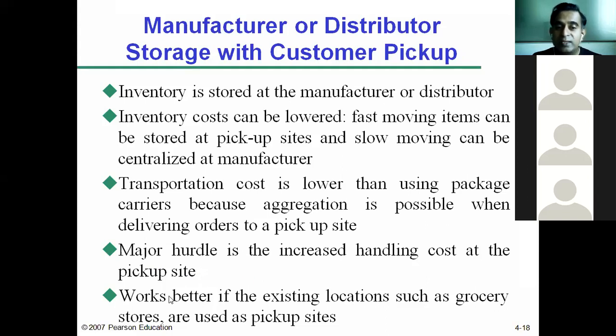That is the reason why this type of distribution network works better if existing locations such as grocery stores are used as pickup sites. This is exactly what Amazon is doing. Even Reliance Digital: if you place an order online, you can collect it at the nearest Reliance Digital store. They also have that option. So that's all about manufacturer or distributor storage with customer pickup. Any queries about the last type of distribution network?